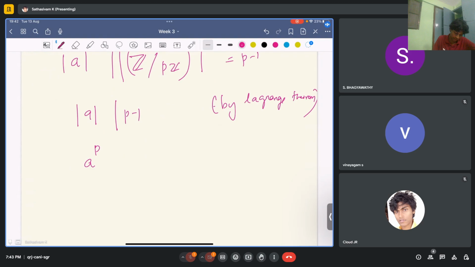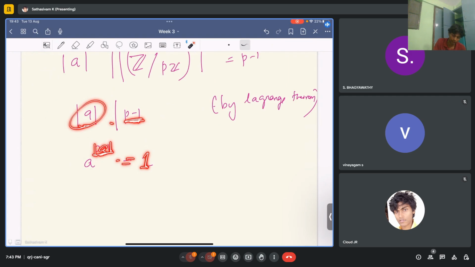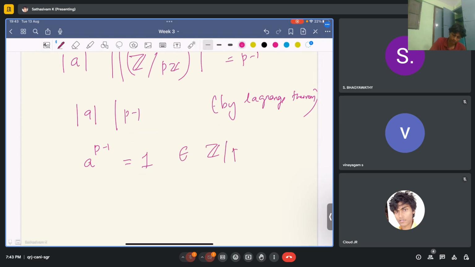So what does that mean? That a^(p-1) is equal to 1. Why? Because the order divides this, right? If you raise a to the power of its order, you have to get 1. But this order divides p minus 1, so p minus 1 is the order of a times some m, because of the division. In particular, this is 1^m, and that is 1. So this is 1 in (Z/pZ)*.